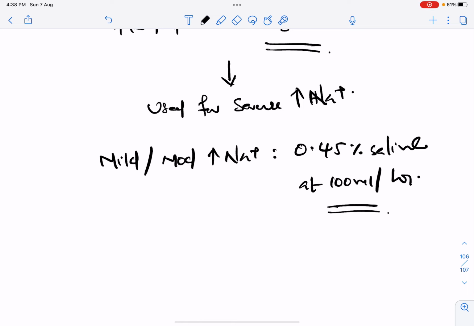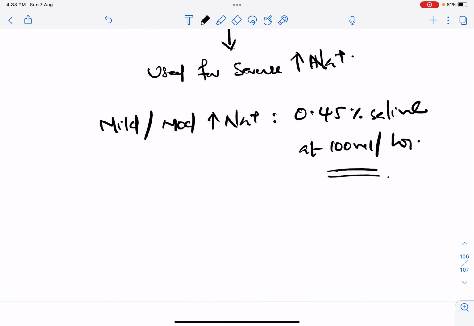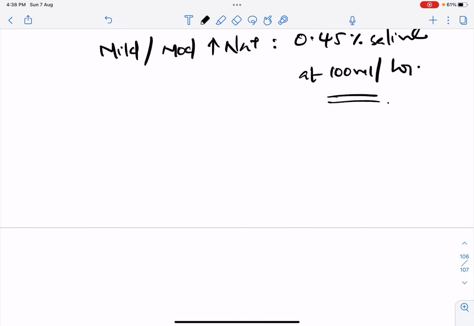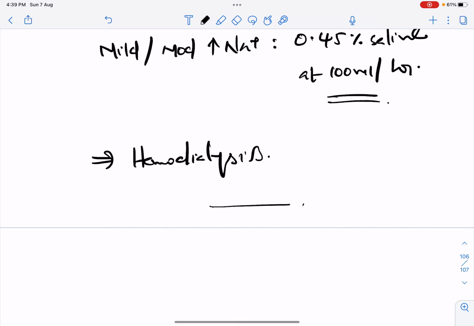Okay, and the last resort of treatment, if the patient is presenting with severe symptoms of acute onset, instead of giving D5 water, you can go for hemodialysis. Hemodialysis, that's the last resort of treatment in hypernatremia. Okay, that's all about hypernatremia.